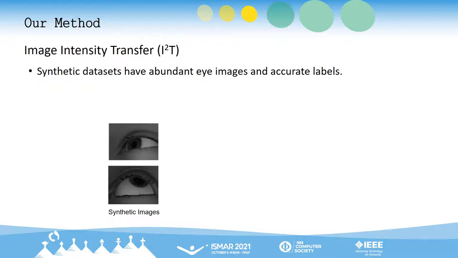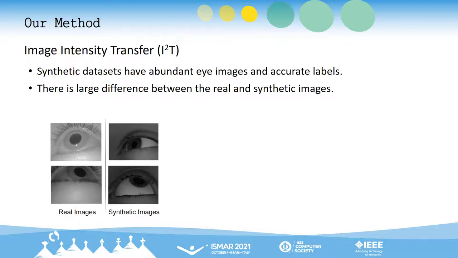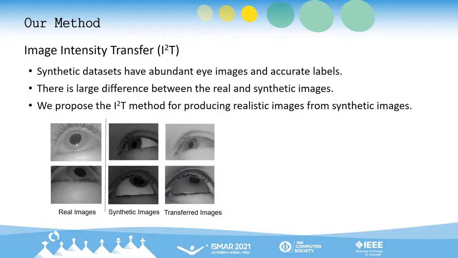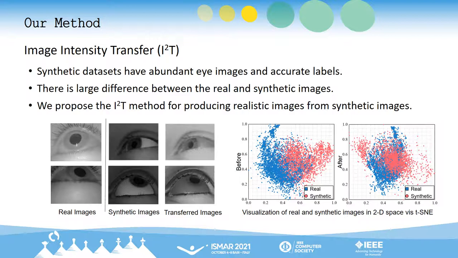However, there is a large difference between the real and the synthetic images. To solve this problem, we propose the I2T method for producing realistic images from synthetic images. We use dimensionality reduction to visualize the synthetic and real images in 2D space before and after I2T. The comparison also shows that I2T shortens the gap between synthetic and real images.